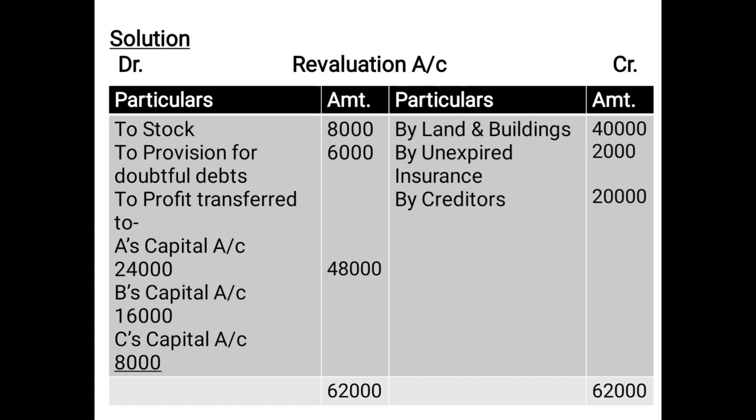Then after comparing the credit and the debit side, we found out that there is a profit of rupees 48,000 which will be distributed among all the partners, since it is the retirement chapter, in the old ratio. So therefore A will be getting 24,000, B will be getting 16,000 and C will be getting 8,000. Since we are giving them profit, it will increase their capital balance and will be shown on the credit side of their capital account. So the total of revaluation account will be 62,000 on each side.